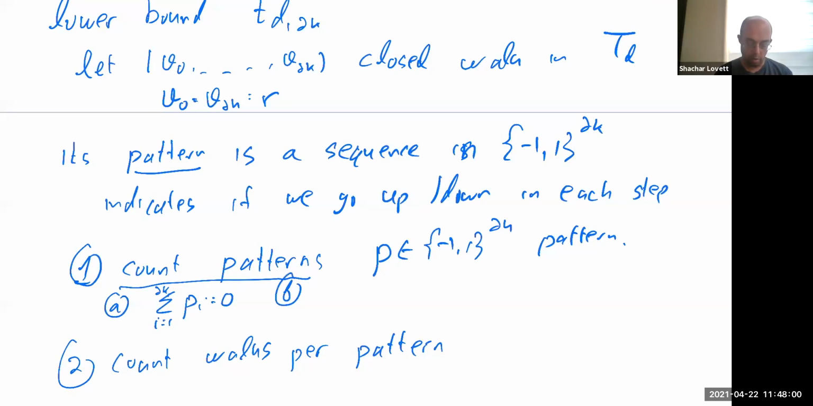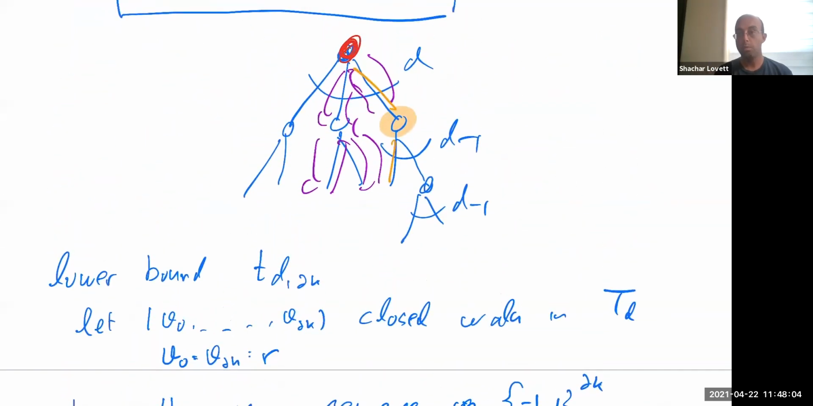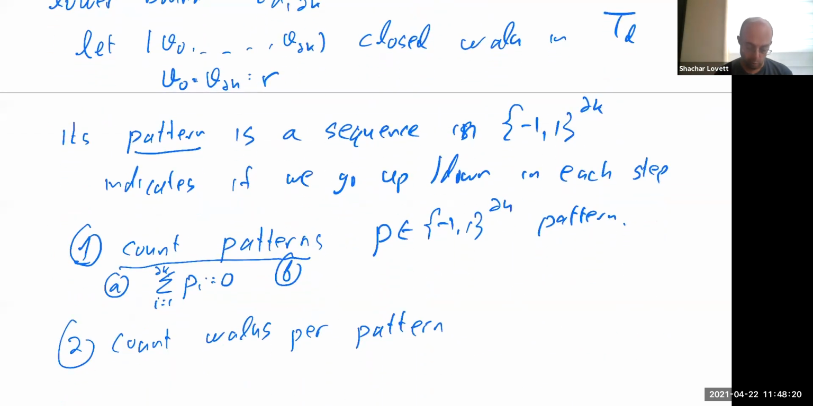The other thing we know is that we can never go above the root, right? You can go down, you can go up, but there is no way to go up above the root. So what it means is that any prefix of it, if I sum it, it can be 0, it could be positive, but it cannot be negative. So the sum of p_i, i from 1 to j, is going to be non-negative for every j. And I claim that any such pattern is in fact a valid pattern.